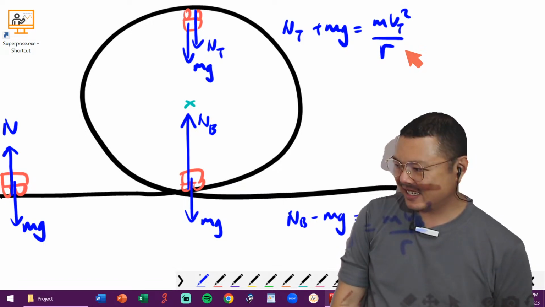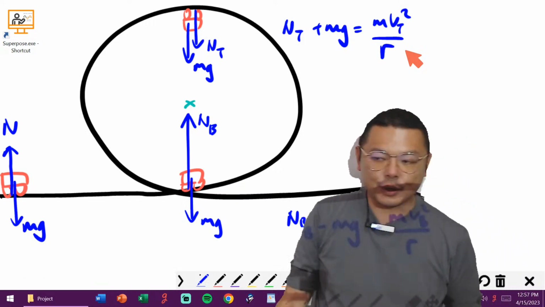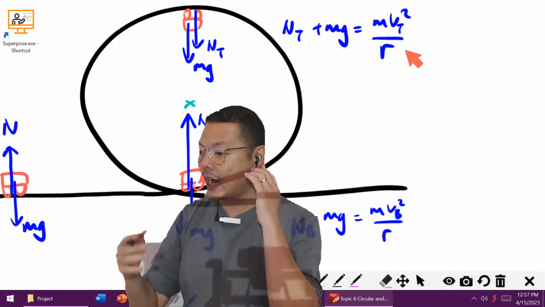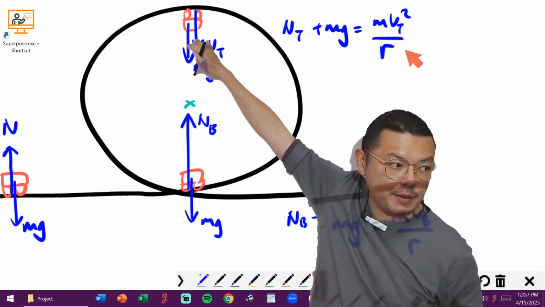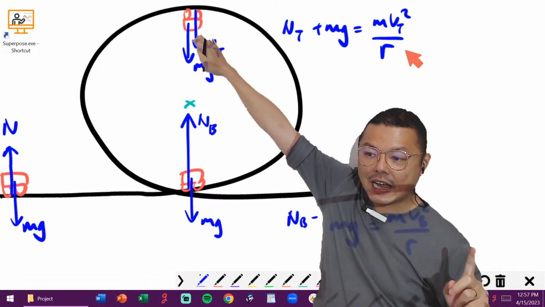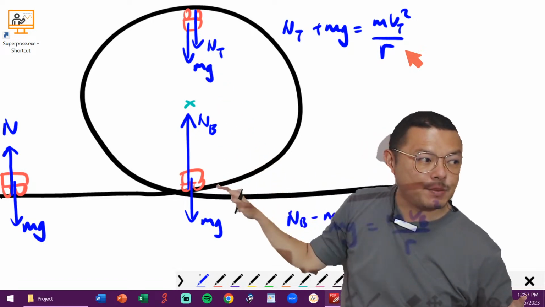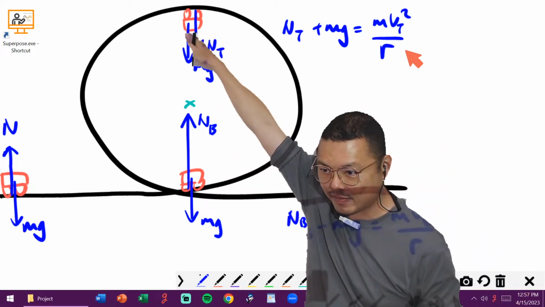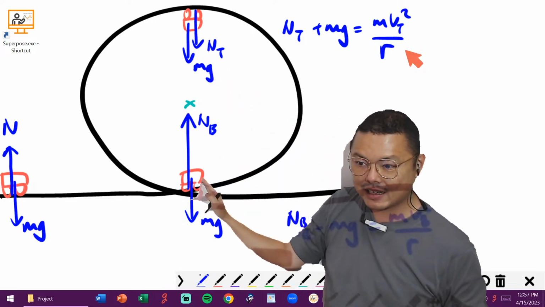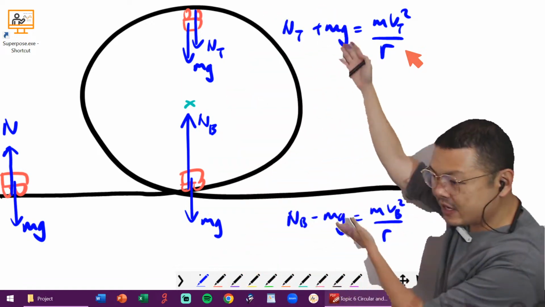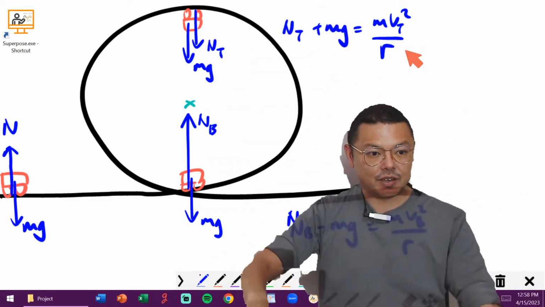If your contact force is 0, it means you just lost contact. Understand this? So if you want to find the minimum speed, and this is a very popular question, they are always going to ask you to find the minimum speed. In fact, finding the minimum speed on top is not so hard. Later on, I'm going to ask you, what's the minimum speed of entry to make sure that he has enough minimum speed on top? This one will be a bit hard. The one at the bottom will be a bit hard, but I'll walk you through it.